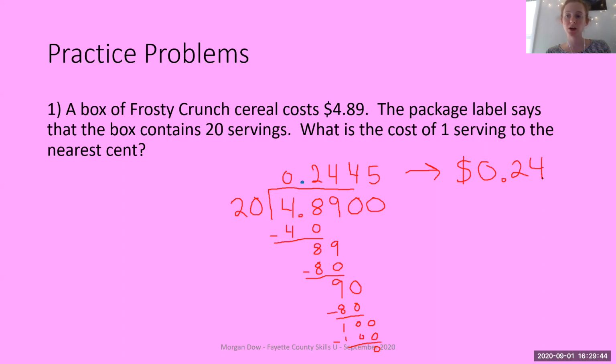So how did we know that this was a division problem? We knew this was a division problem because we were given a total amount. We were told that we could break it up into 20 equal parts, and we wanted to know the cost of those equal parts. Anytime you have a problem that is talking about a total amount that you're cutting up into little pieces, you want to start thinking about division.